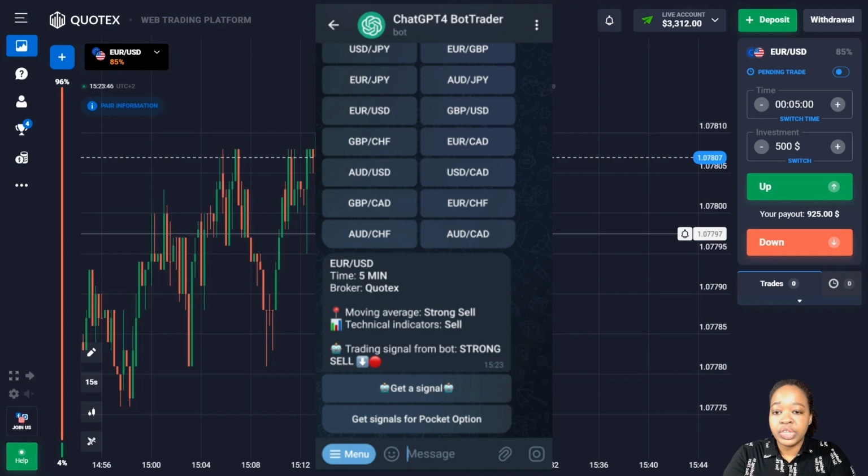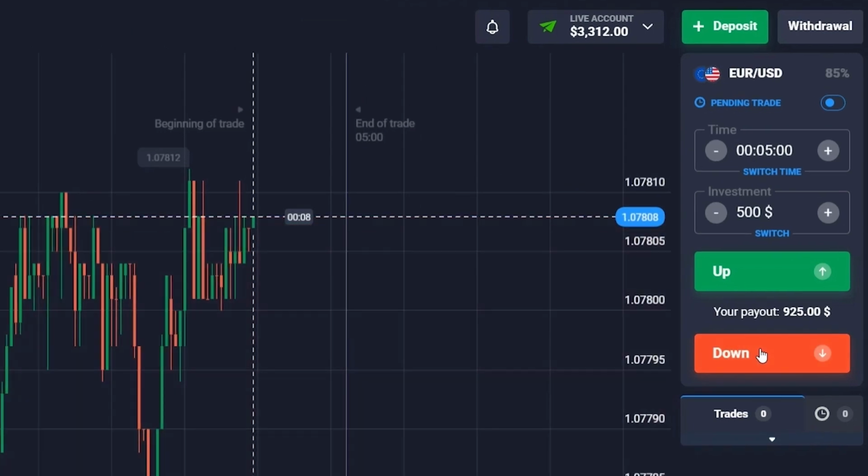So here the bot offers to open a deal for a fall. I'm going to fulfill this condition and press the red button. The bot assumes that the price will move down. Well, I think that in this situation is quite possible.